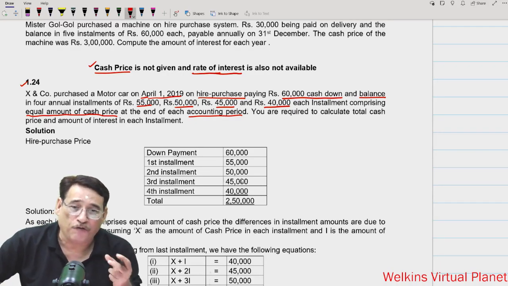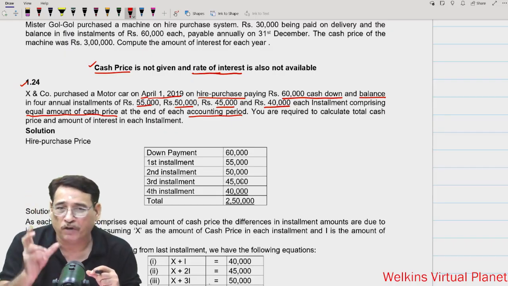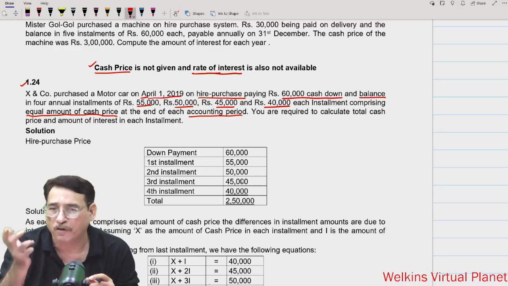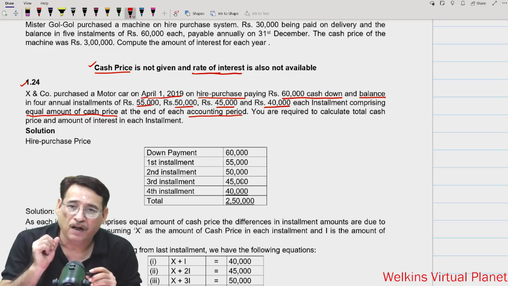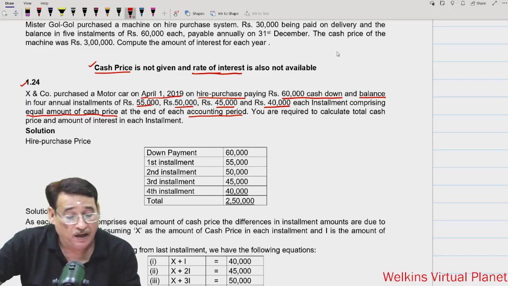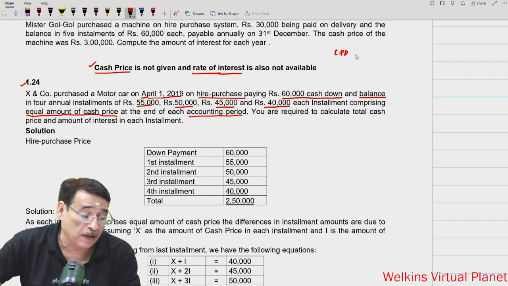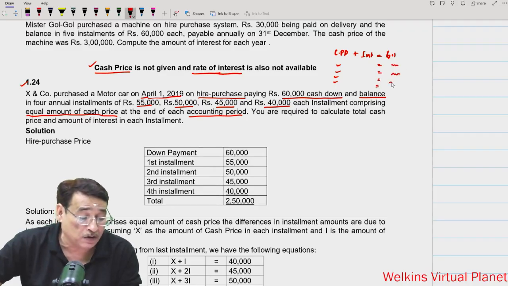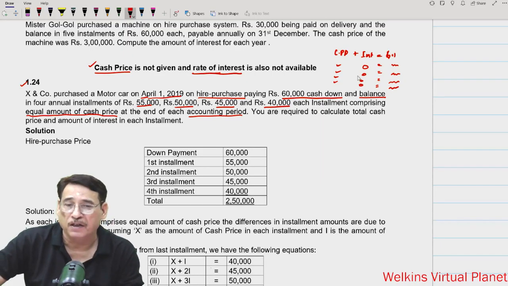So if installments contain equal amount of cash price, that means whatever difference is taking place, that is because of interest. It is as simple as that. Are you getting my point or not? Because we know that cash price portion plus interest is always equal to installment. Whenever we say installment, it means gross installment. Now, if our cash price is same and gross installments are different, that means this difference is because of interest. Is it clear to you or not?